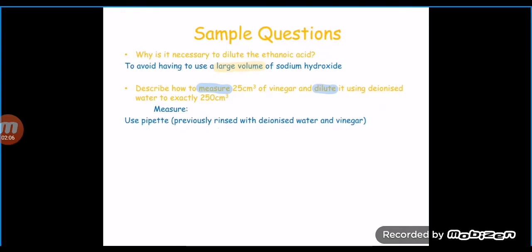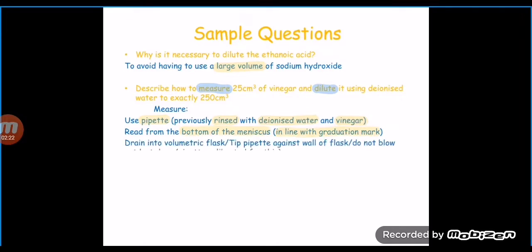previously been rinsed with deionized water and with the solution it's to contain, which is the vinegar. The second step would be to fill the pipette and read from the bottom of the meniscus, so making sure that it is in line with the graduation mark. The next step would be to drain from the pipette into your volumetric flask, to tip the base of the pipette against the wall of the flask and do not blow out the last drop, as the pipette is calibrated for this. And we discussed all of these processes in our earlier video on titration technique.